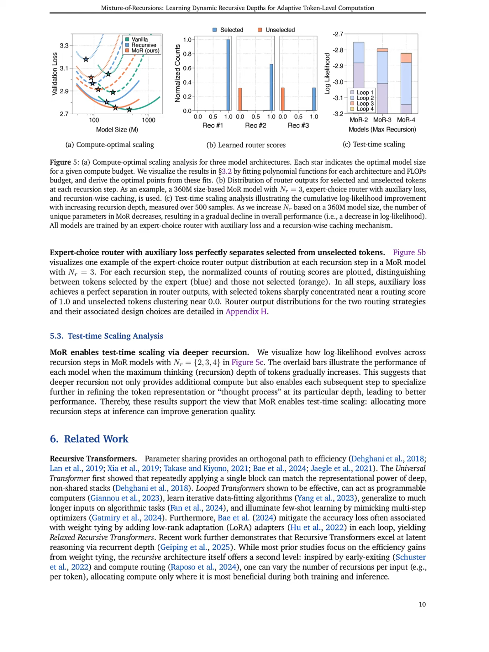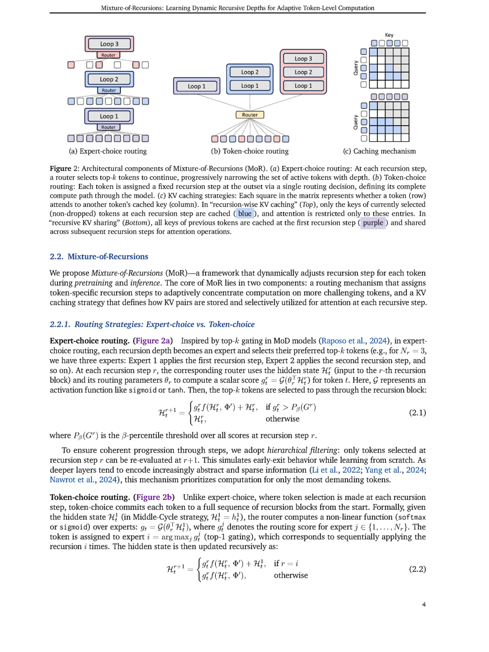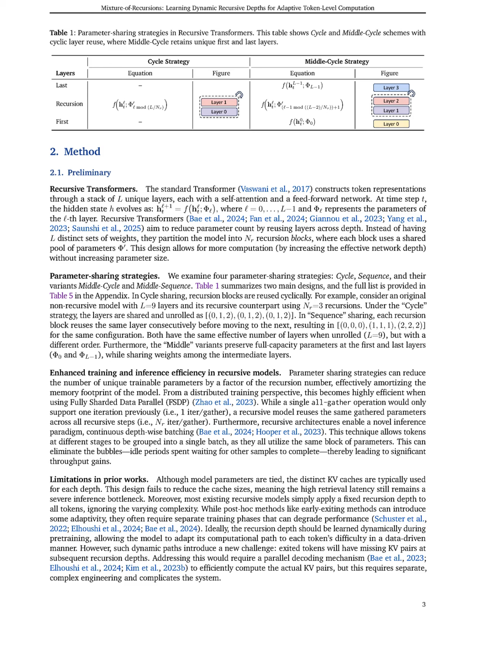In expert choice routing, each recursion depth acts as an expert that selects the top-k tokens based on a computed score, ensuring that only the most demanding tokens receive additional computation. Conversely, token choice routing commits each token to a full sequence of recursion blocks from the start, assigning it to a specific recursion depth based on its hidden state. The integration with the recursive transformer structure is achieved through the use of shared parameter blocks, where tokens can traverse multiple recursion steps, allowing for weight sharing and reducing the overall parameter count.